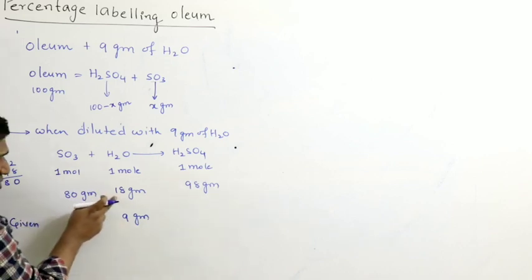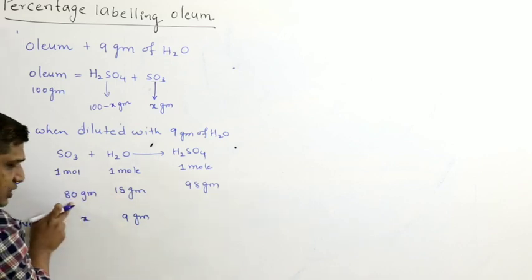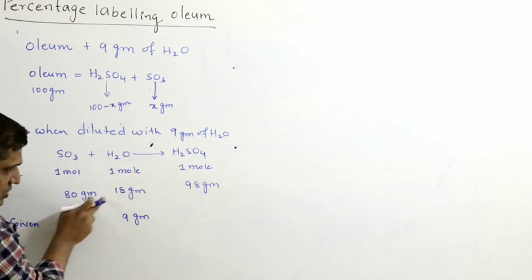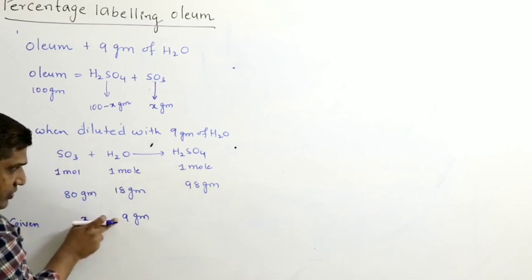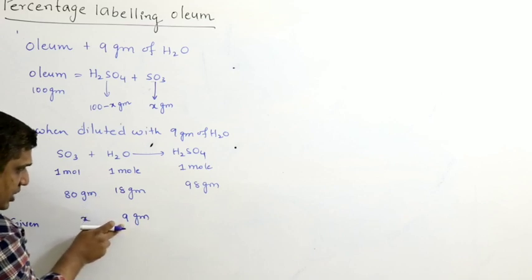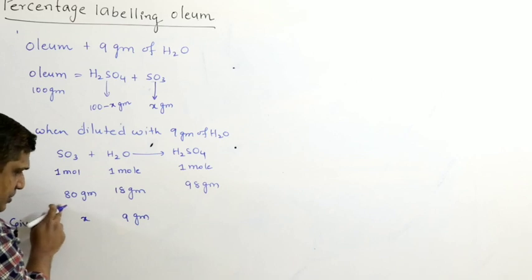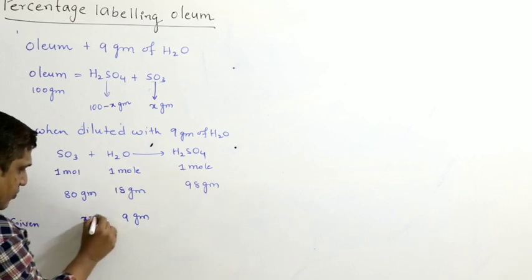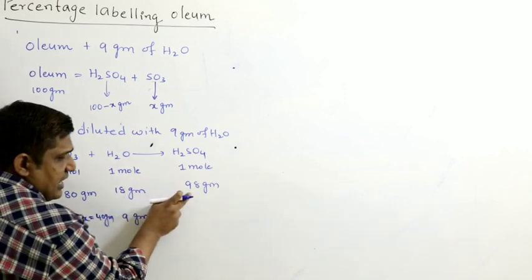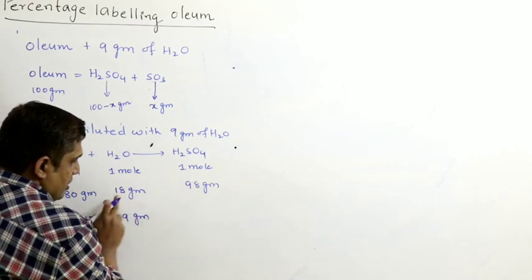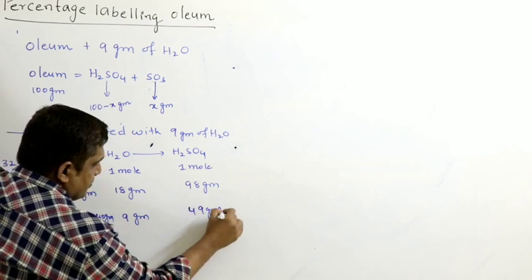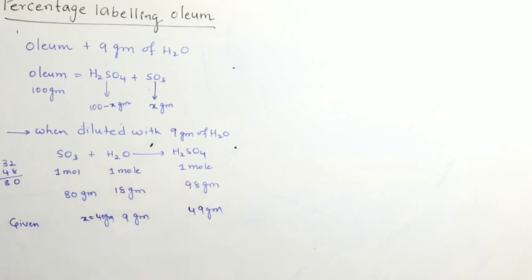So 18 grams of water reacts with how many grams of SO3? 80 grams. Now we are reducing the water to half, 18 to 9. We are taking only half the amount of water, so the amount of SO3 required must be half, that is nothing but 40 grams. For 18 grams of water you will get 98 grams of sulfuric acid. For 9 grams you will get half, that is nothing but 49 grams of H2SO4.